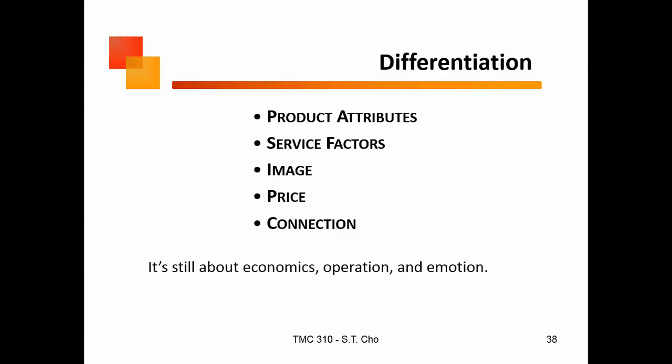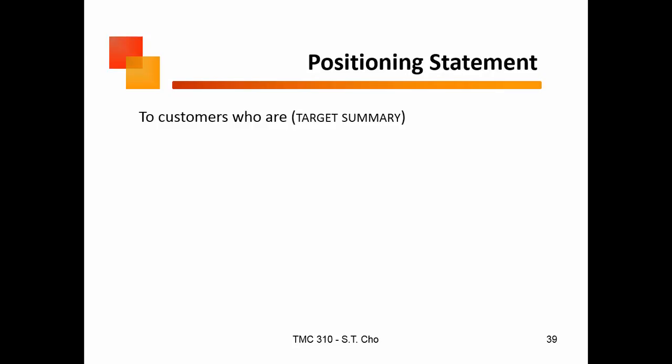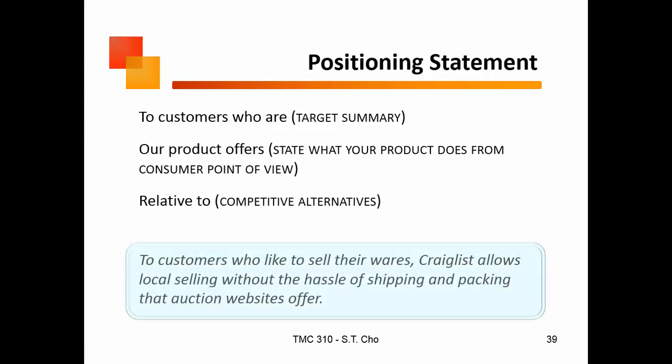And so here are the things that companies typically differentiate themselves on. So a positioning statement is, and you can just read this, but an example is, to customers who like to sell their wares, Craigslist allows local selling without the hassle of shipping and packing that auction websites offer. So that tells me, from the customer's point of view, why I'm unique.